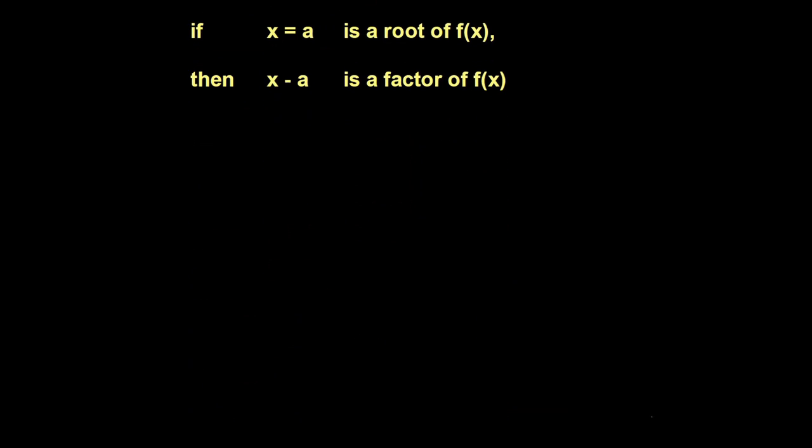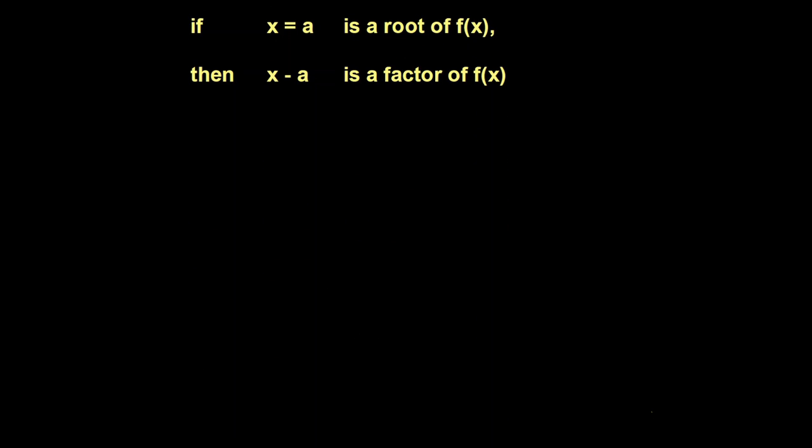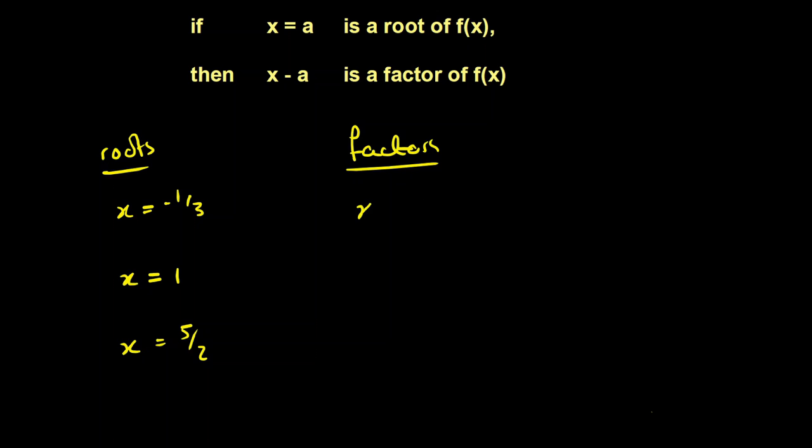So let's go write those down. Right, our roots are x is equal to negative a third, x is equal to positive 1, and x is equal to 5 upon 2. Now, if that's the case, we can write down our factors. If minus a third is a root, then x minus minus a third is a factor, which is the same as x plus a third. If 1 is a root, then x minus 1 is a factor. And if 5 upon 2 is a root, then x minus 5 upon 2 is a factor.